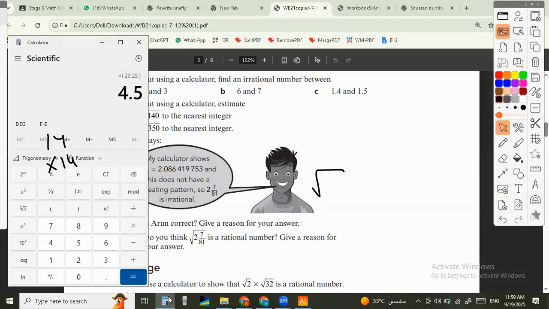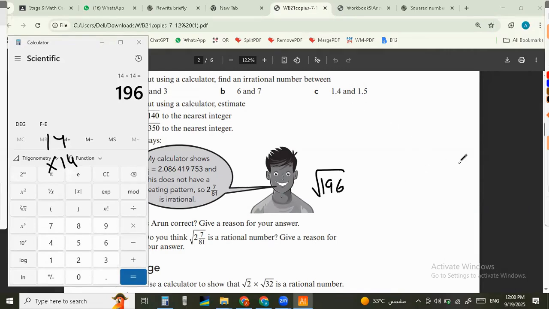Definitely you can do it quickly, mentally, or on the calculator. 14 times 14 is 196. So square root of 196, but definitely I need two decimal places, because 1.4 times 1.4 is going to be 1.96. And here, square root of 2.25.